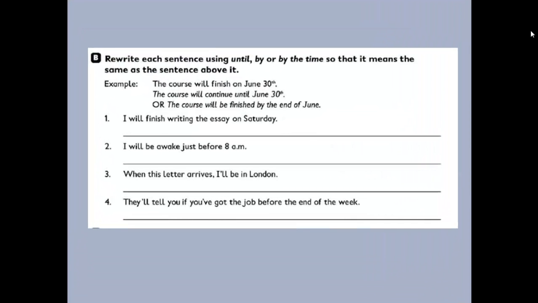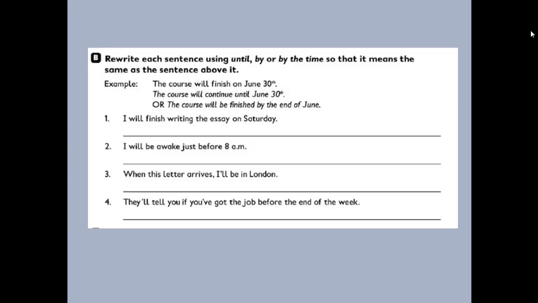Exercise number B, rewrite each sentence using until, by, or by the time, so that it means the same as the sentence above it. Here we have to rephrase the sentences, but we have to keep the same meaning as the previous sentences. Example, the course will finish on June 30th. The course will continue until June 30th. Or the course will be finished by the end of June.